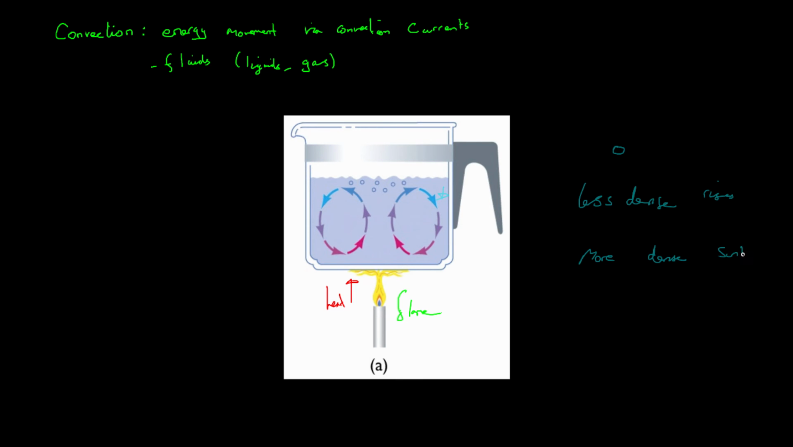sinks. That's why if we put something like a cannonball in water, it's going to sink to the bottom because it's so dense. Whereas if you put a feather on water, it floats because it's not very dense.